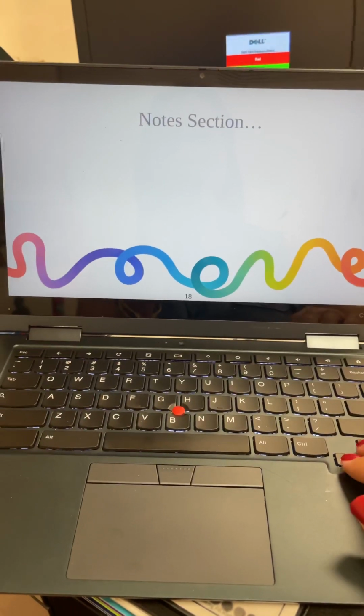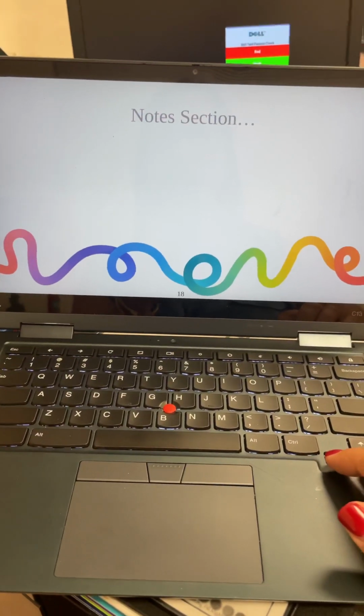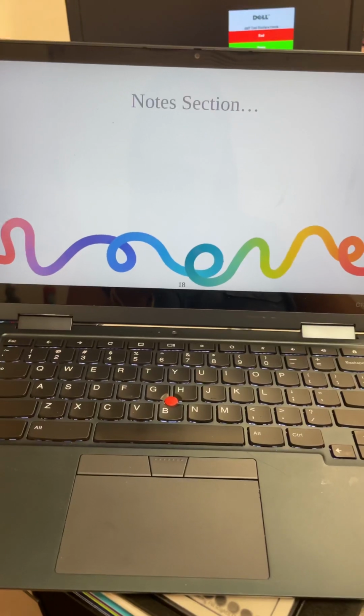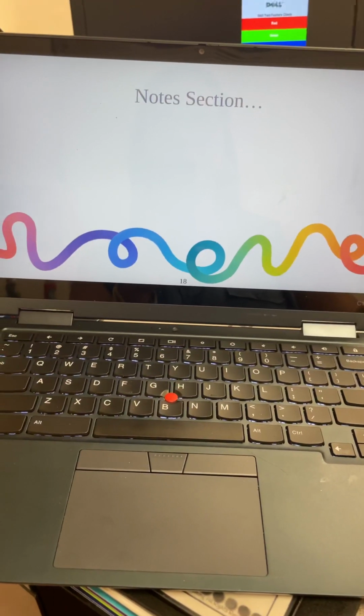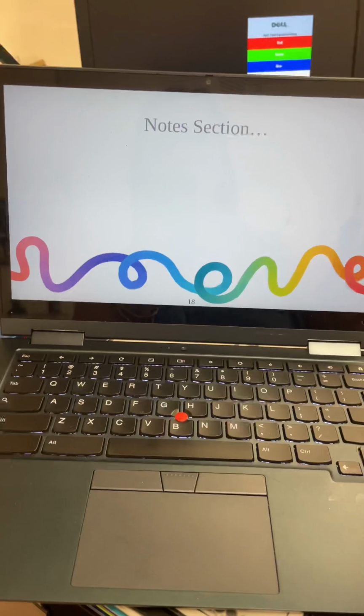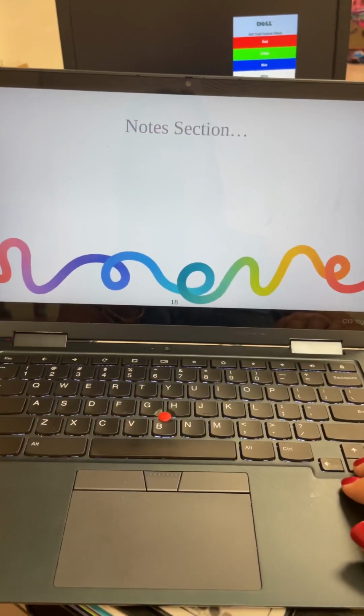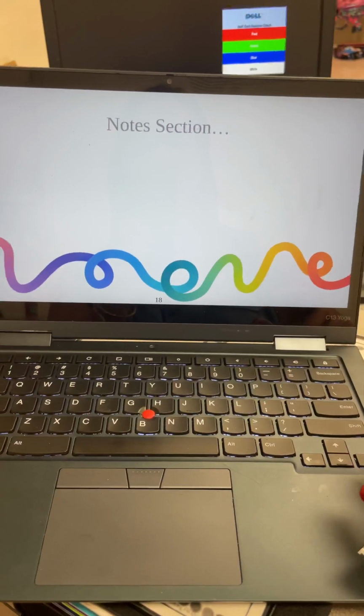This is my notes section. A lot of the time students will just be able to pull this out instead of getting a random piece of paper that they could possibly lose. This is in their notebook. So these are the notes they will take if they need to at all.